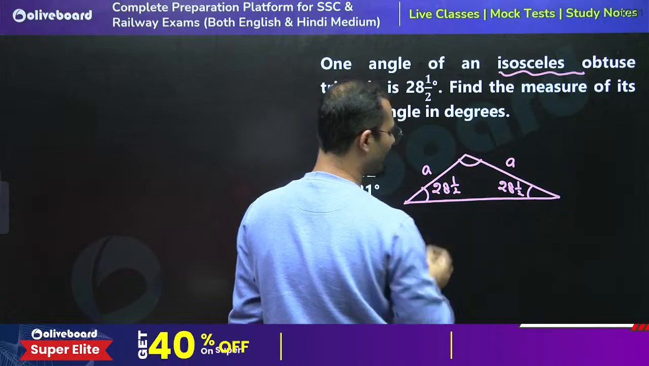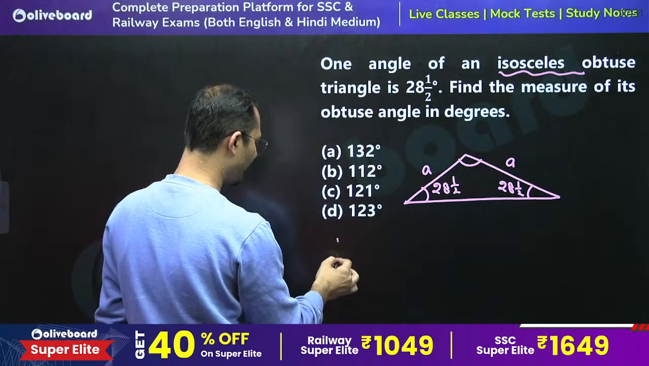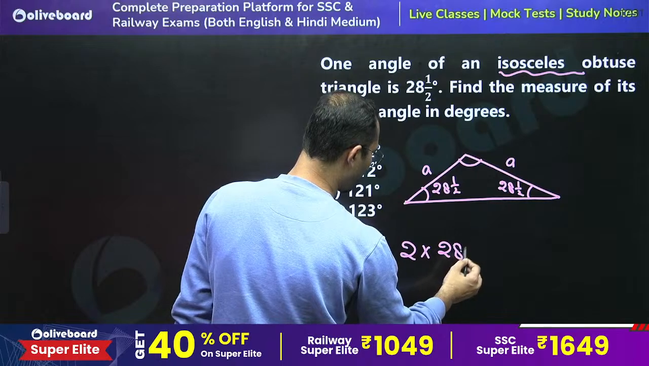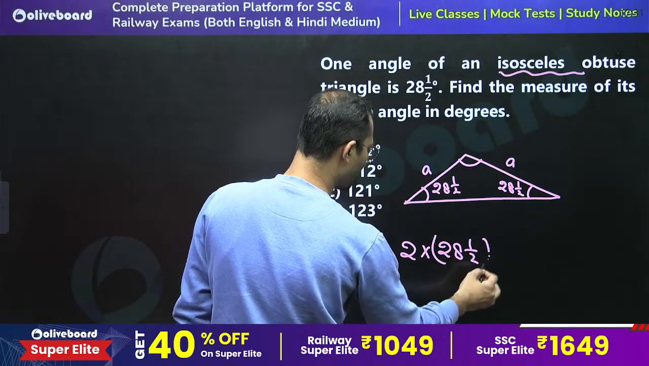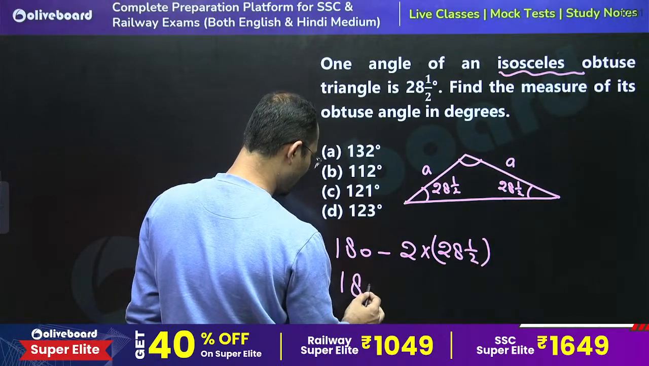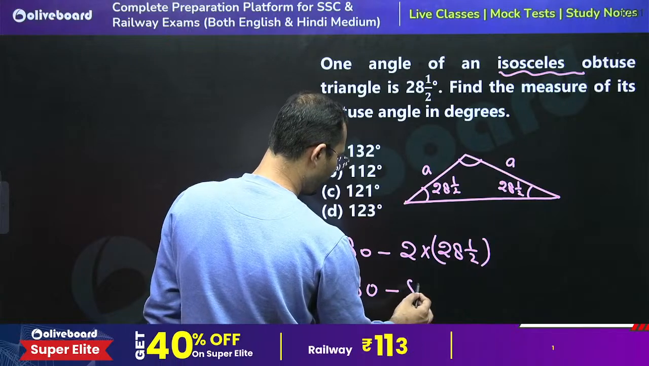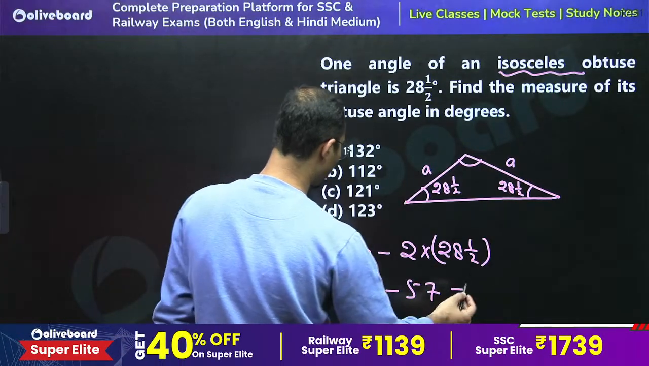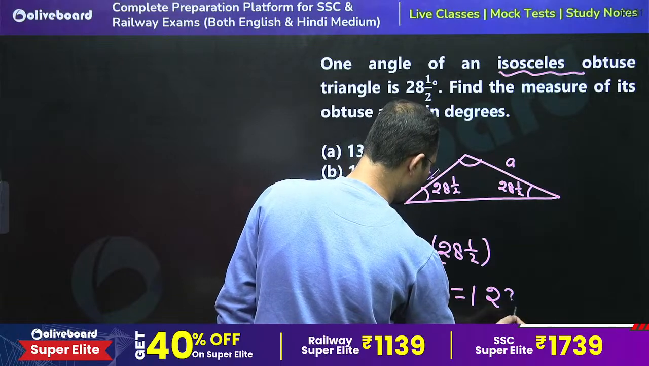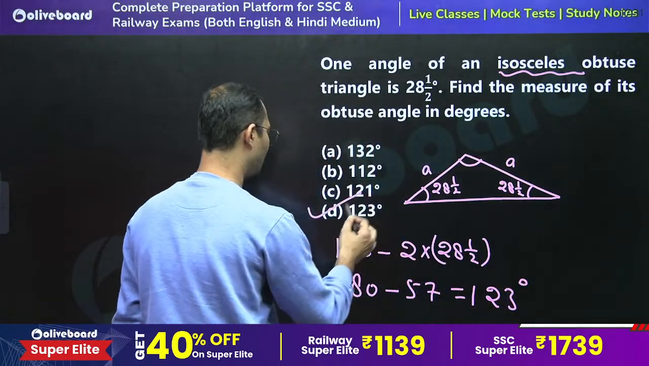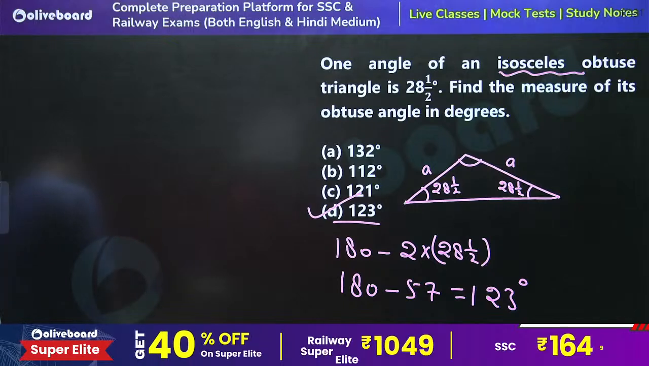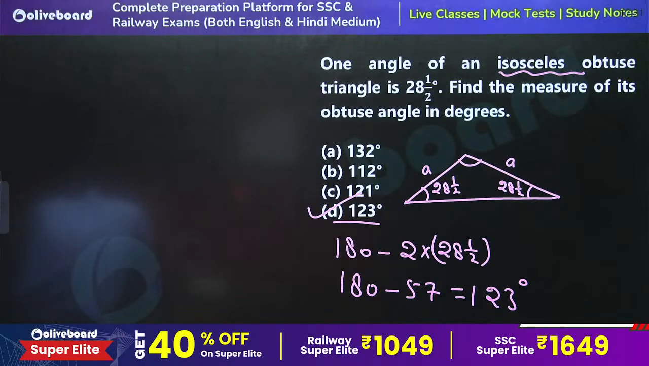So we can say that the obtuse angle is going to be 180 minus twice of 28.5, right? So twice of 28.5 is 57, so 180 minus 57. So I will get 123, right? So 123 is the right answer. D is the right answer.